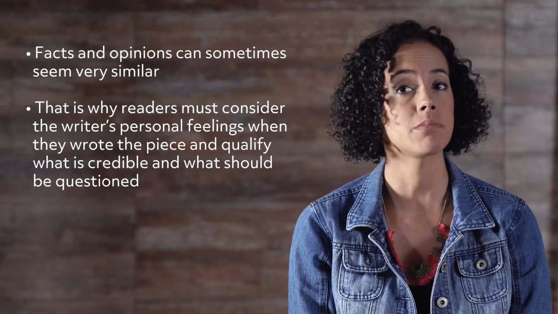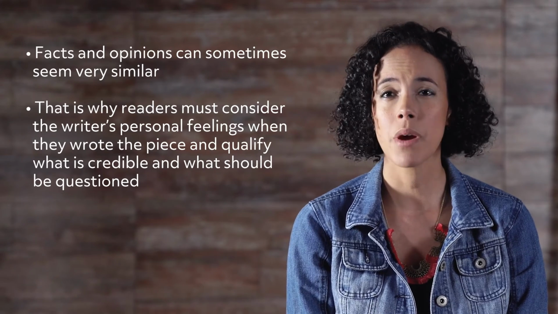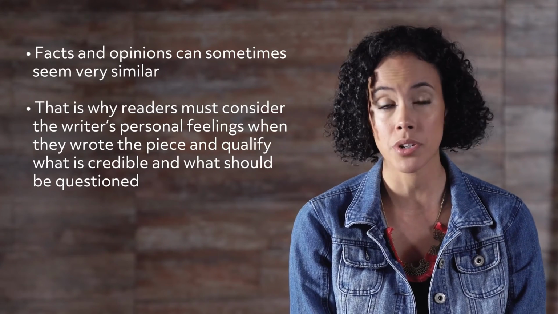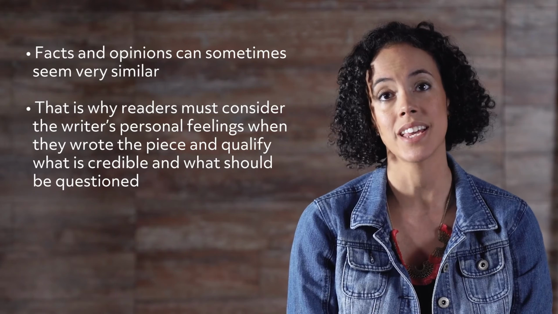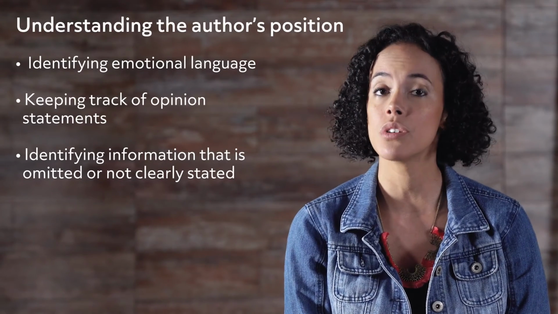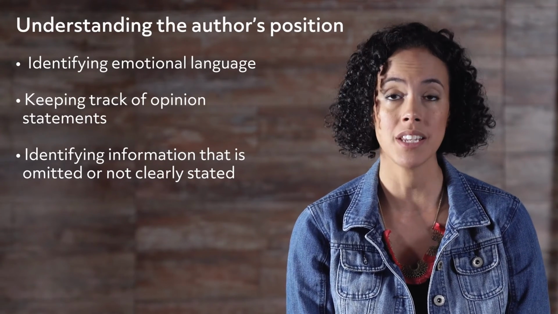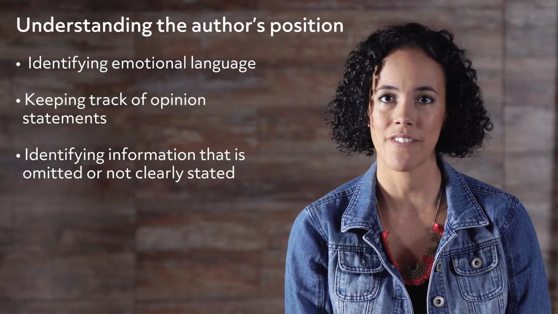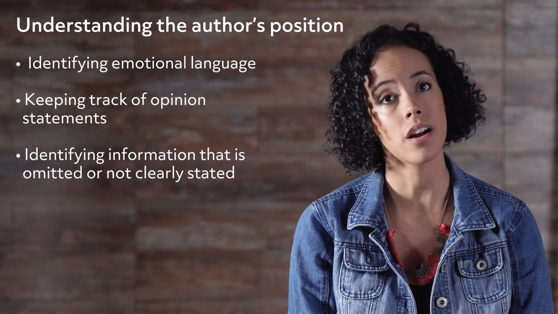Facts and opinions can sometimes seem very similar. That is why readers must consider the writer's personal feelings when they wrote the piece and qualify what is credible and what should be questioned. We do this by identifying emotional language, keeping track of opinion statements, and identifying information that is omitted or not clearly stated. Doing these things can lead to meaningful discussions on the subject, but also filter the relevance of the information we take and make our comprehension of the subject clearer.